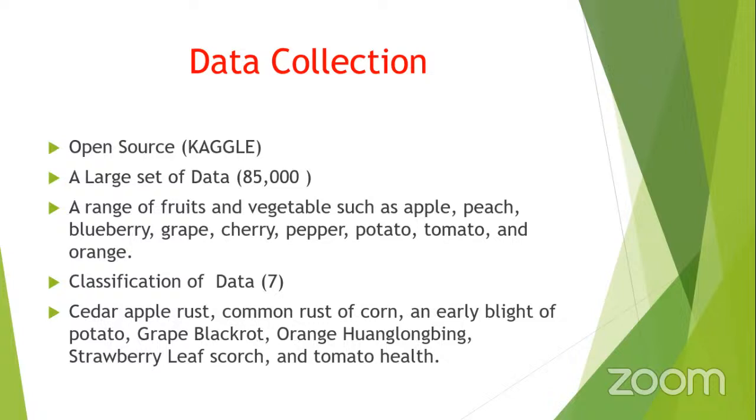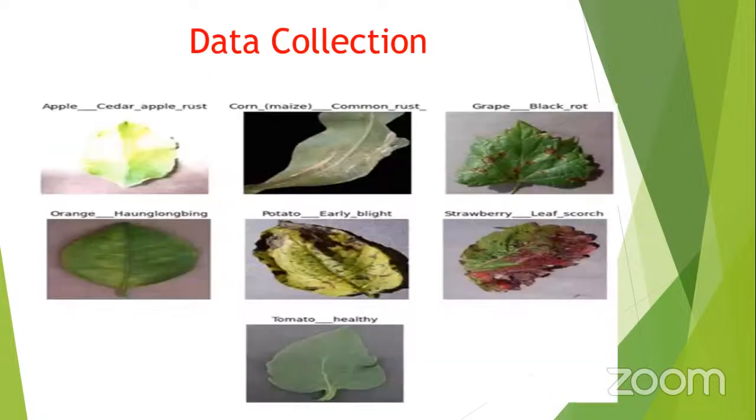So classification of data is seven types of classification data: cedar apple rust, common rust of corn, early blight of potato, grape black rot, orange blight, strawberry leaf spots, and tomato healthy. So in this section, we see our data collection of corn disease, grape black rot disease, and many others.